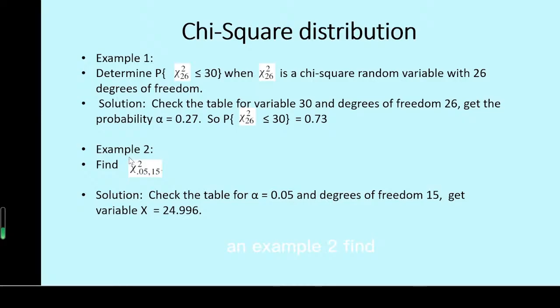In example 2, find the chi-square value with alpha equals 0.05 and degrees of freedom 15. Check the table for alpha 0.05 and degrees of freedom 15. We can get the chi-square value, which is 24.1996.